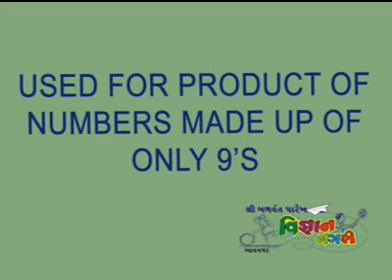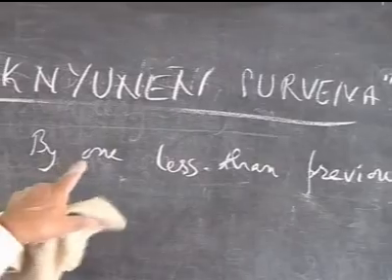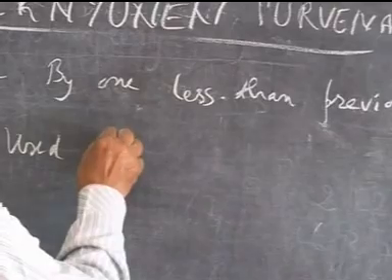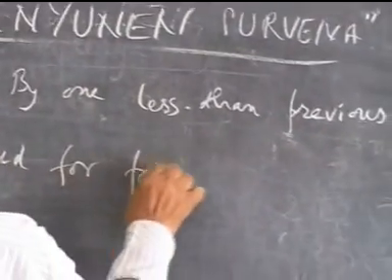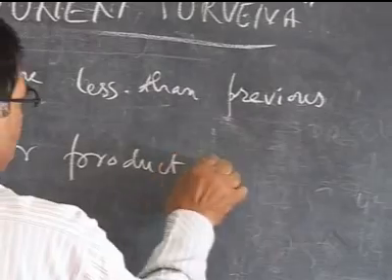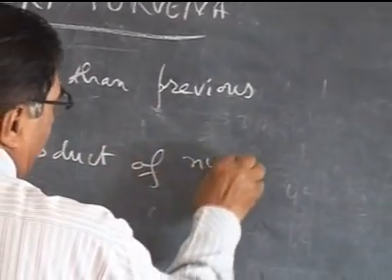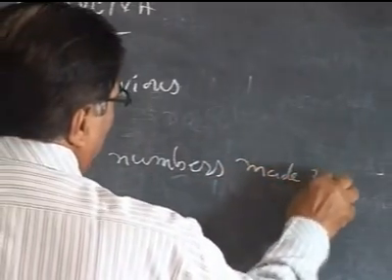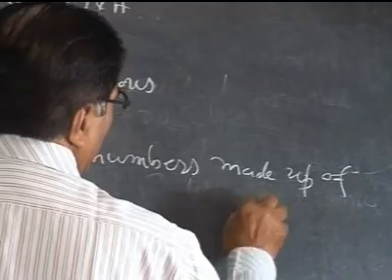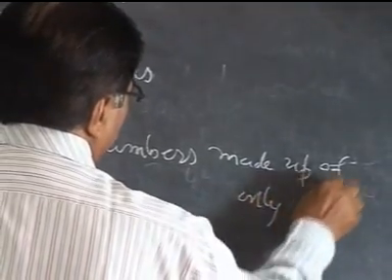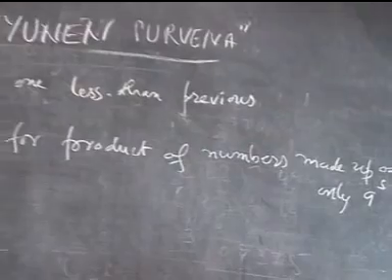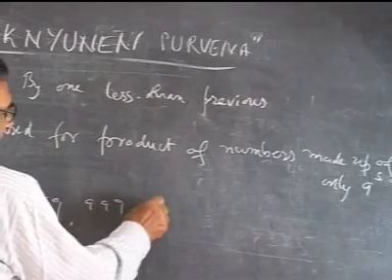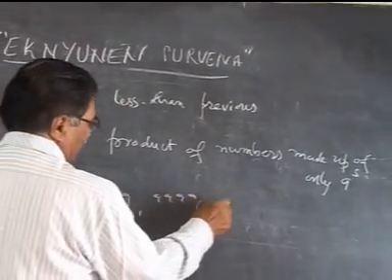This is also a special method. Do you remember? This method is applicable. This is a use for the product of numbers made up of only nines. For example, 9, 99, 999, 9999, and so on.